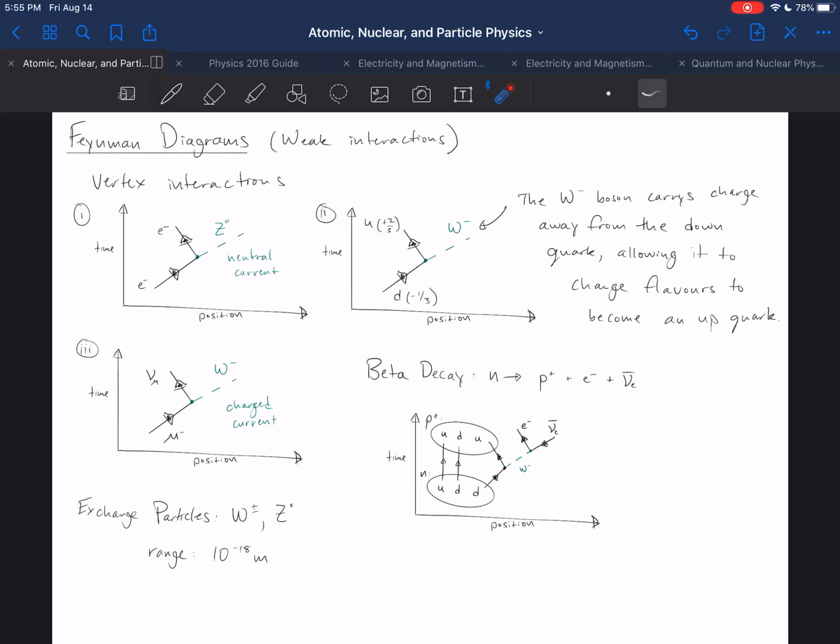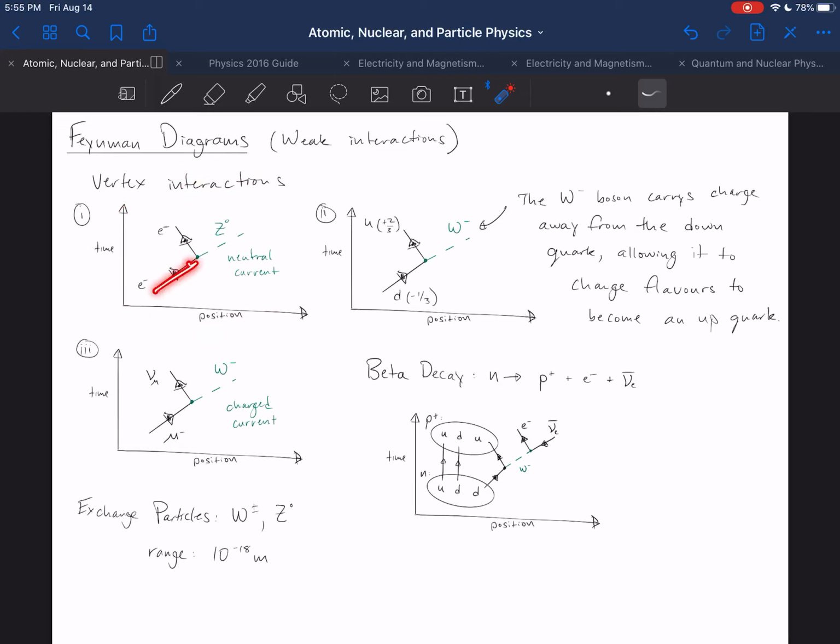As it turns out, there are far too many vertex interactions for the weak interaction for us to categorize them all. But what we're going to do is take a look at a number of different types and apply them to a couple of different situations. So the first vertex interaction we're going to look at is this one right here.